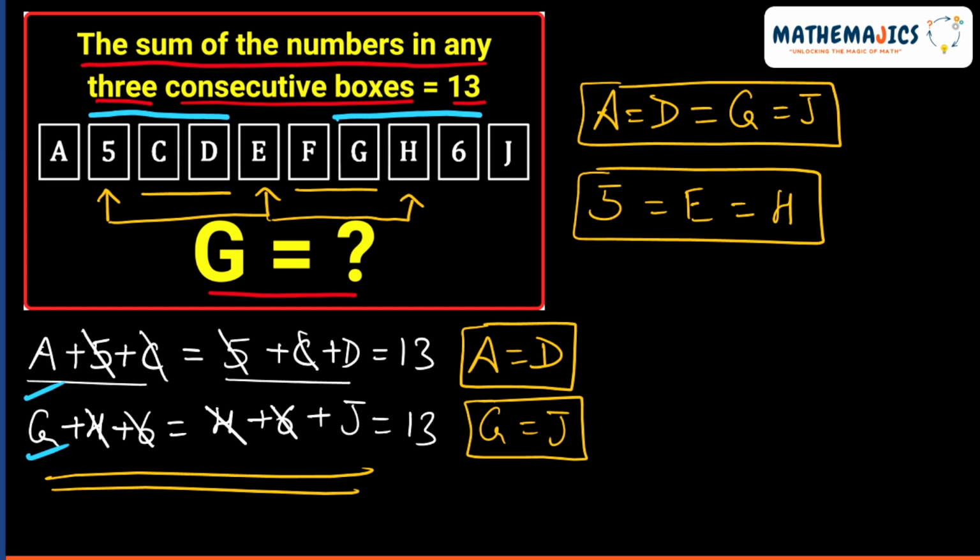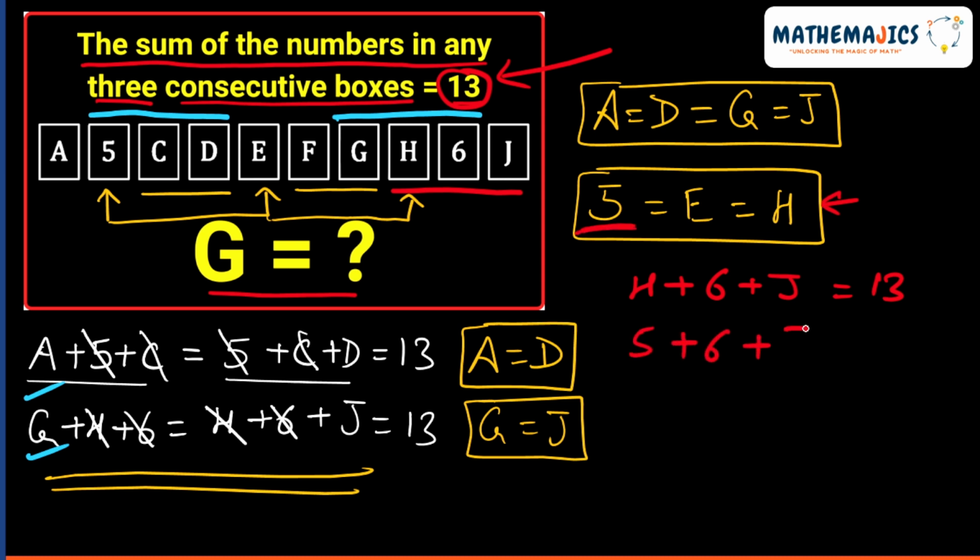Now let's see how we can solve the question further. I will choose the last 3 numbers. Yes, h plus 6 plus j. Now what is the sum of 3 consecutive numbers? It is 13. This is equal to 13. So h is equal to 5. Yes, h is equal to 5. And that means what will be j? J will turn out to be 2. J will turn out to be 2.